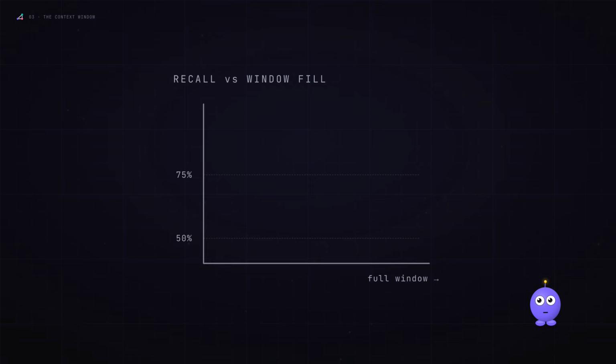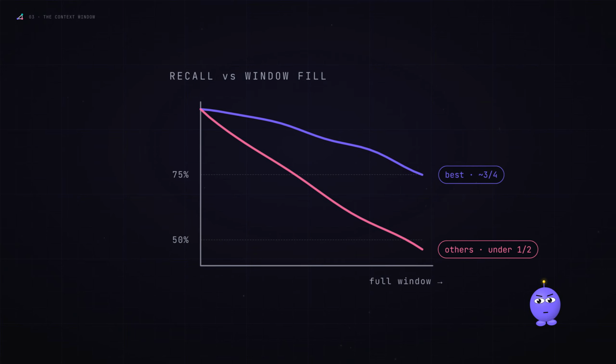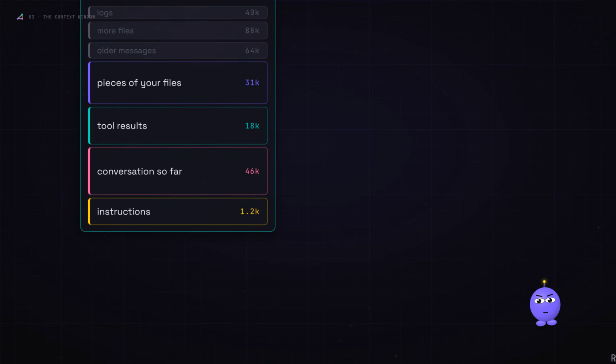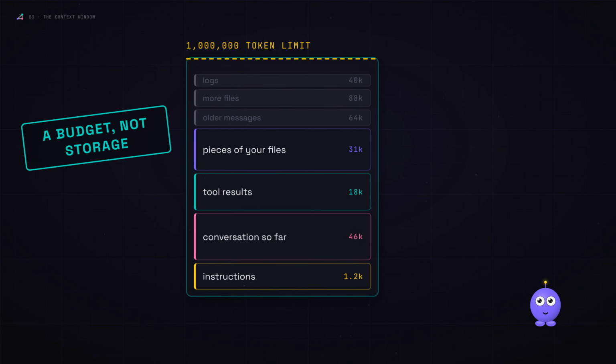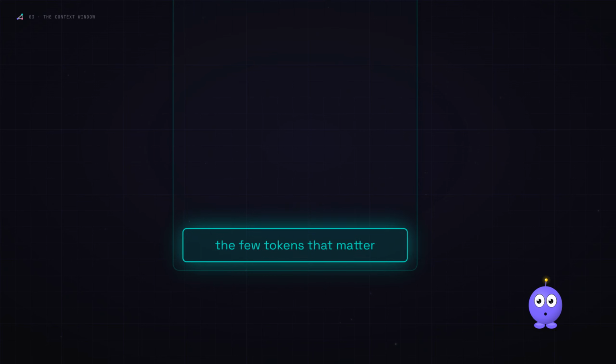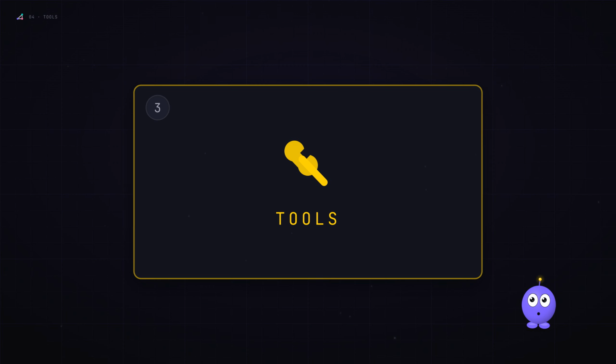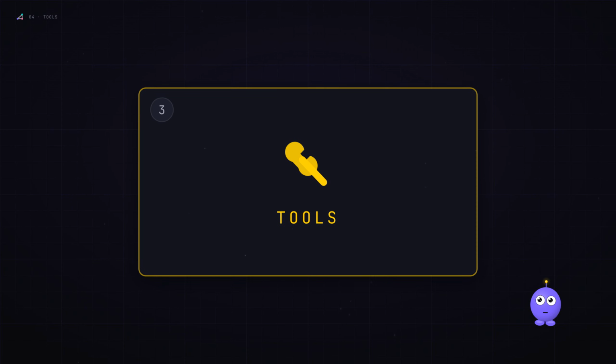Measured on recall tests, the best frontier model holds on to about 3/4 of a full window. Others drop below half. So the window isn't storage, it's a budget. And the craft people now call context engineering is spending that budget on the few tokens that matter and leaving everything else out. Part 3 gives the brain hands.